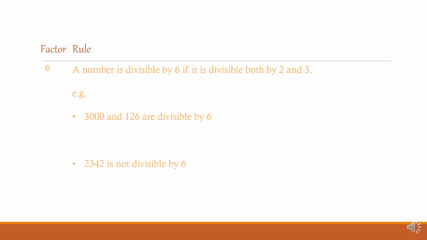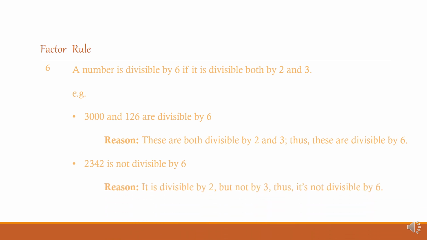Okay, 2342 is not divisible by 6. What are the reasons? For the first one, these two numbers are divisible by 2 and 3, and that is why they are divisible by 6. However, for 2342, it is divisible by 2 but not by 3. That means it is not divisible by 6. Are you clear with this?